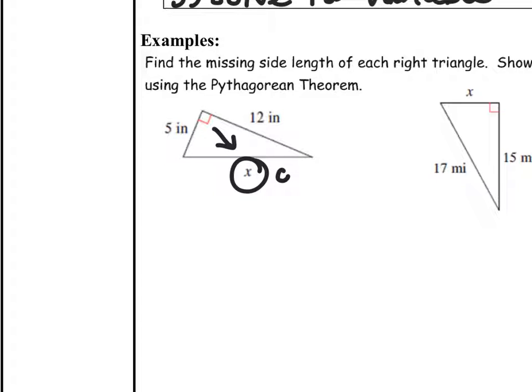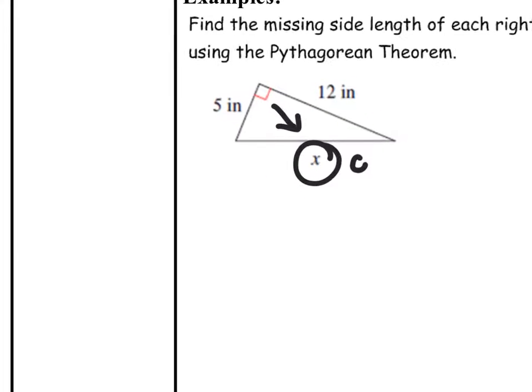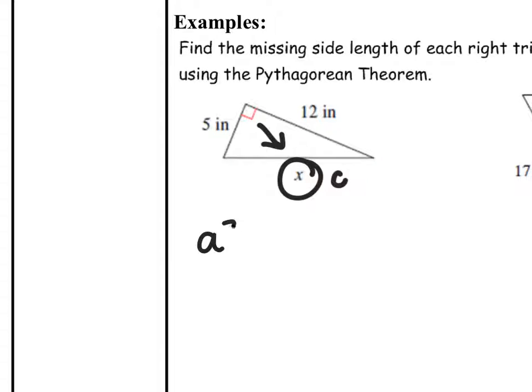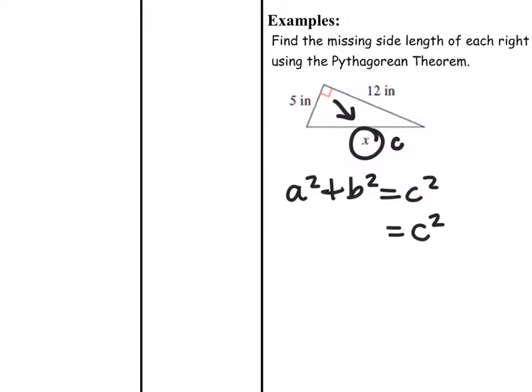Okay, let's write down, like I said, every single time we solve a problem like this, we're going to write down the Pythagorean theorem. a squared plus b squared equals c squared. Write it down. You don't know what c is, so you need to leave c like it is. So instead of writing a number there, I'm going to leave it as c squared, because you don't know what c is.